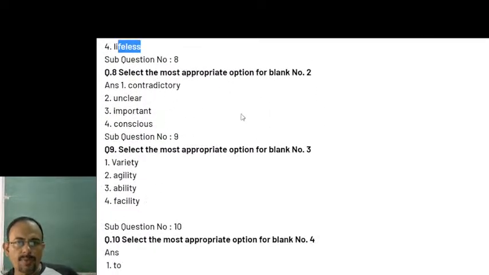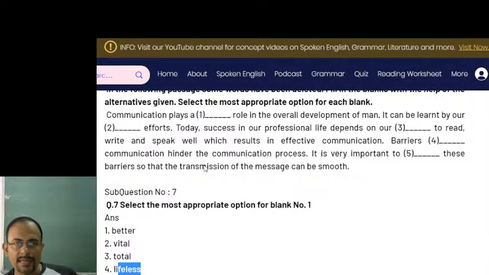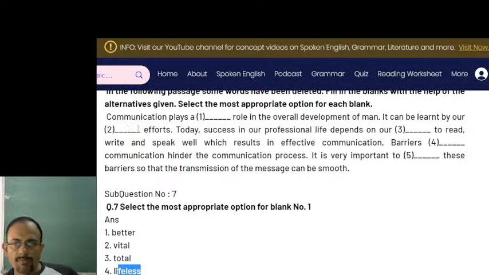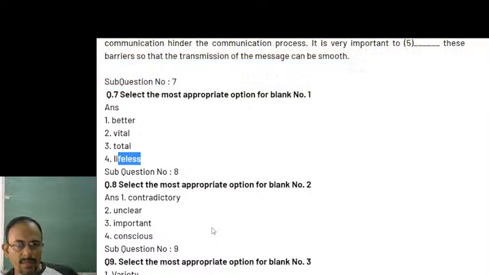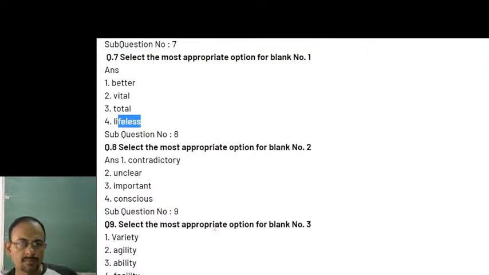Select the most appropriate option for blank number 2. It can be learned by our dash efforts. It can be learned means communication can be learned by our dash efforts. Contradictory, unclear, important, conscious. Which one will be the answer? So, dear students, what do you think should be the answer?